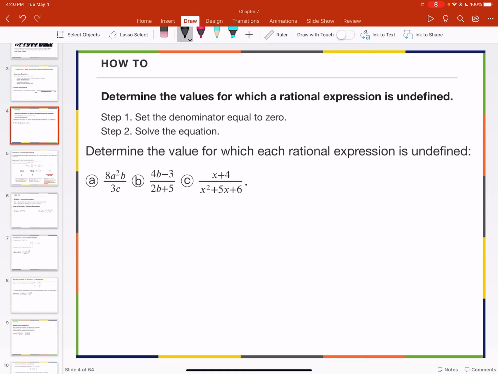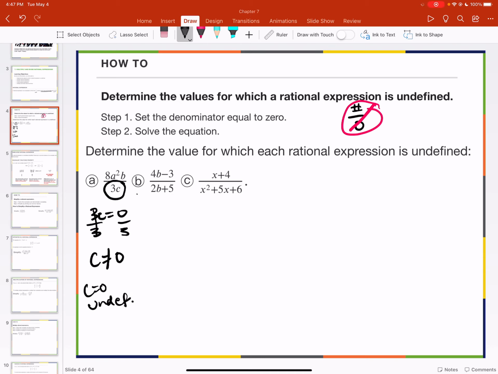Now, how do we determine when a rational expression is undefined? Well, that's because you cannot divide by 0, right? This is a big mathematical no-no. And so what we do to find where each expression is undefined, we let the denominator equal 0 and solve. So for A, C cannot be 0, or you can write that it's undefined at C equals 0 or something like that, okay?